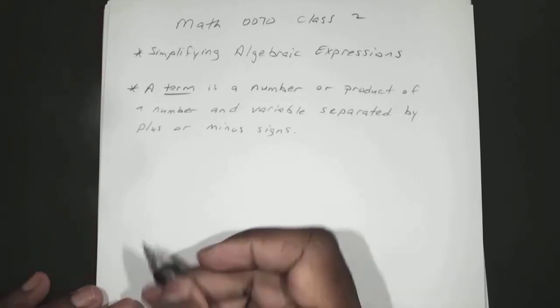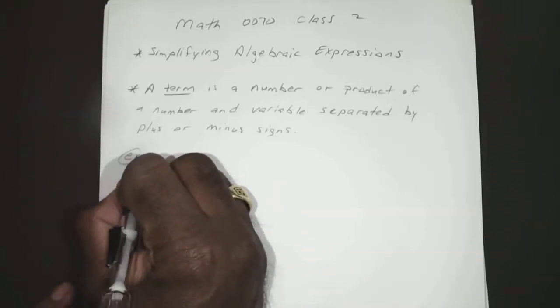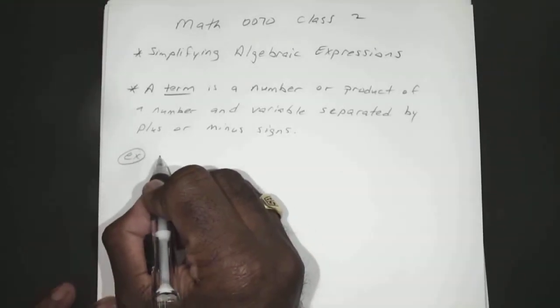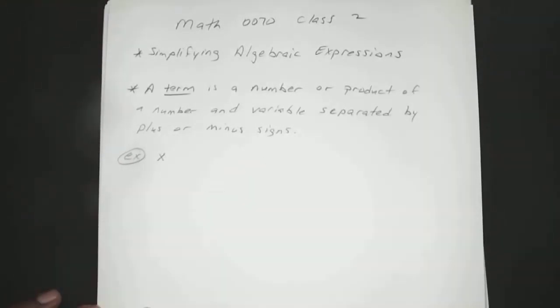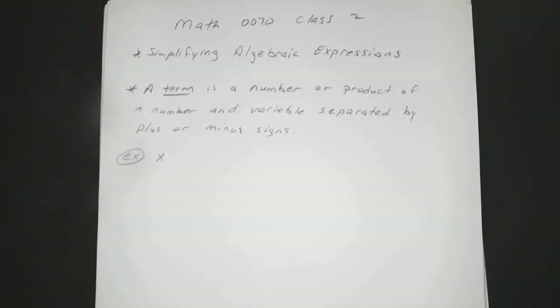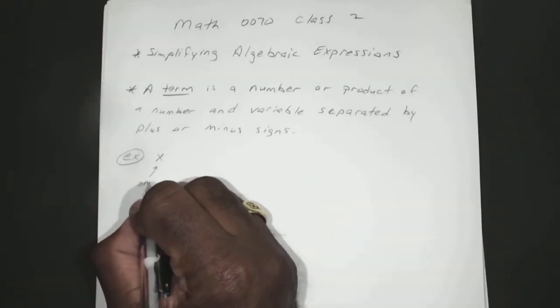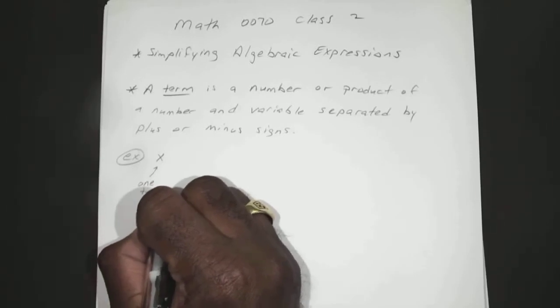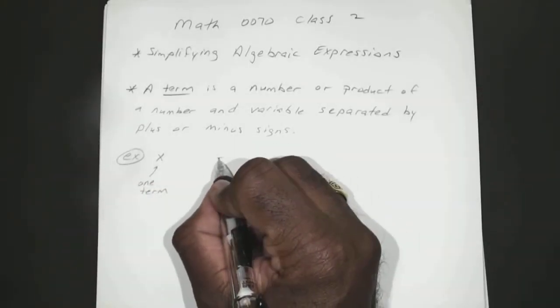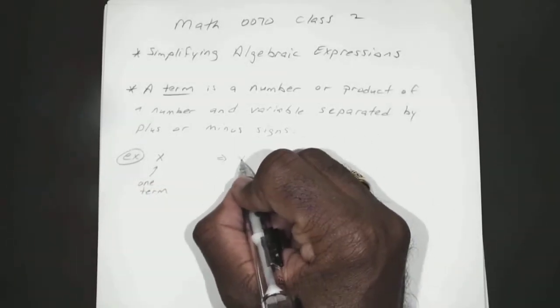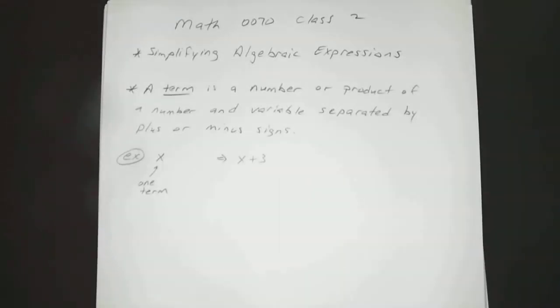All right, so for an example, if you have just x, that would just be one term because it's not separated by anything, so it's just one term. Or let's say if you had x plus 3, that would be two terms.